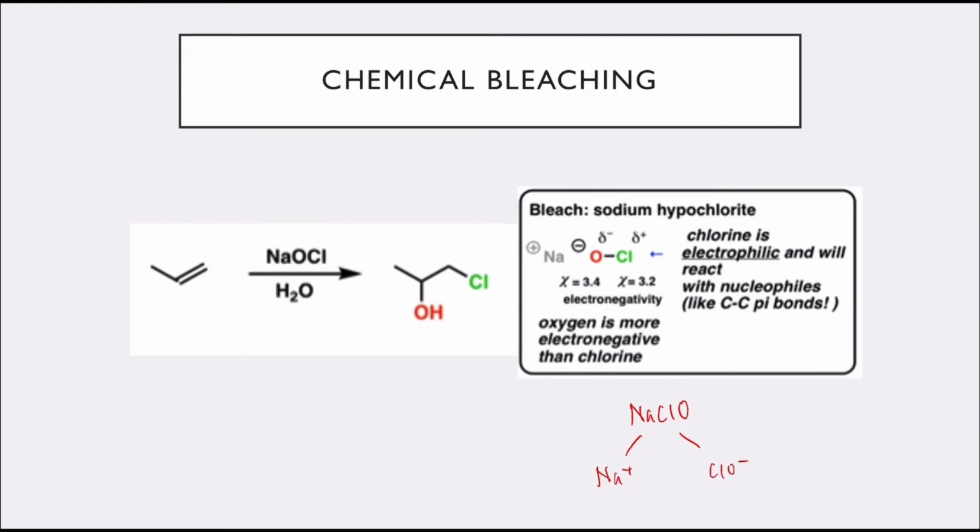And in the hypochlorite anion, the oxygen atom is more electronegative than the chlorine atom. Therefore, the chlorine atom becomes partial positive and the oxygen becomes partial negative. Therefore, it can react with the pi bonds in the conjugated system by electrophilic addition reaction. And this is how the conjugated system is broken down.